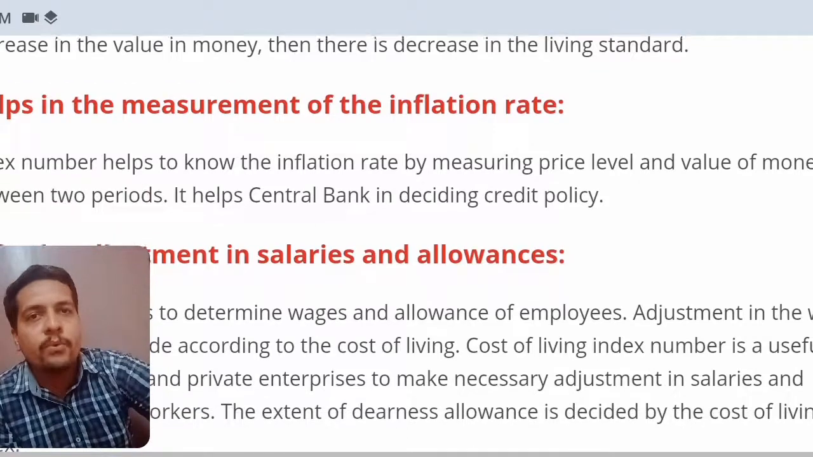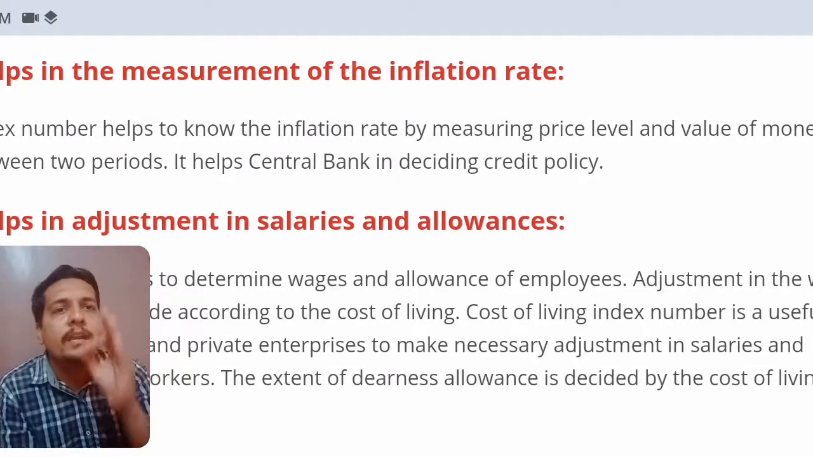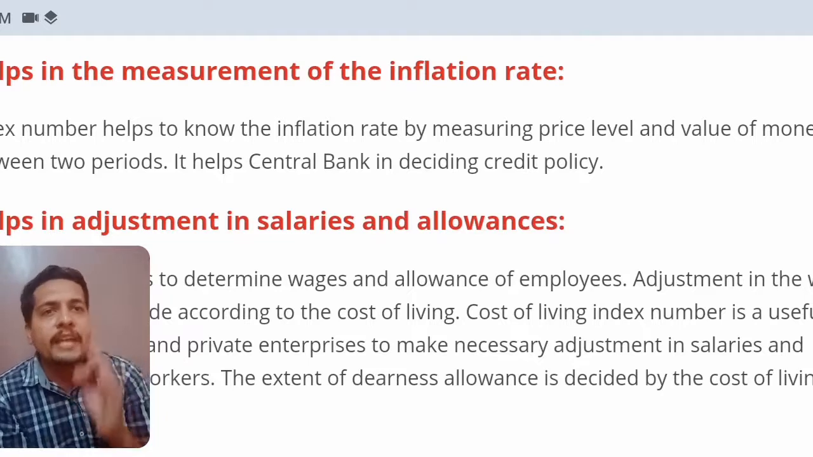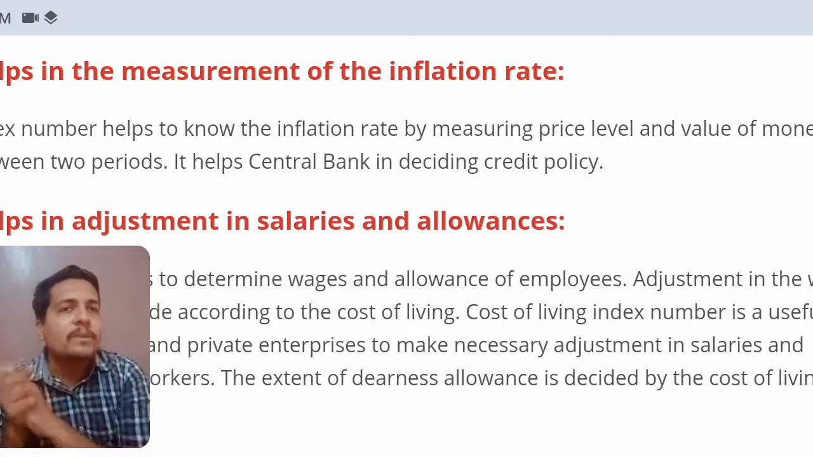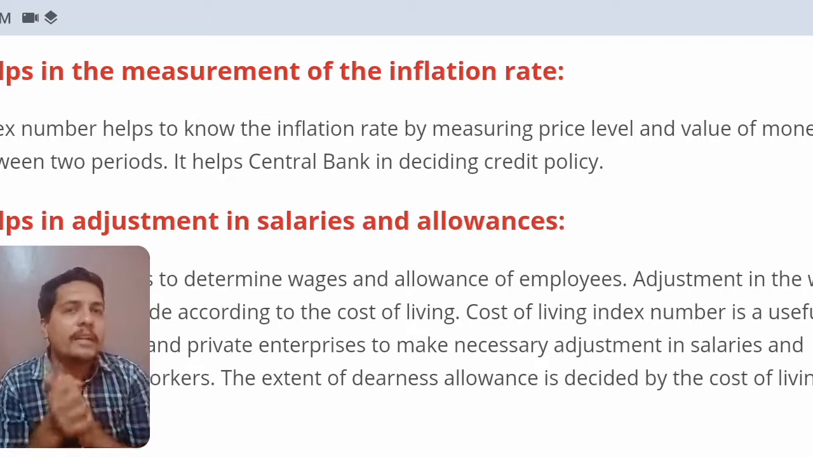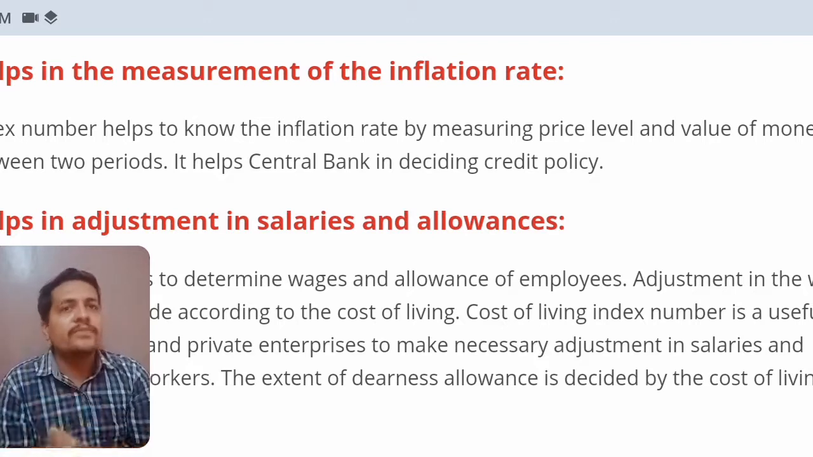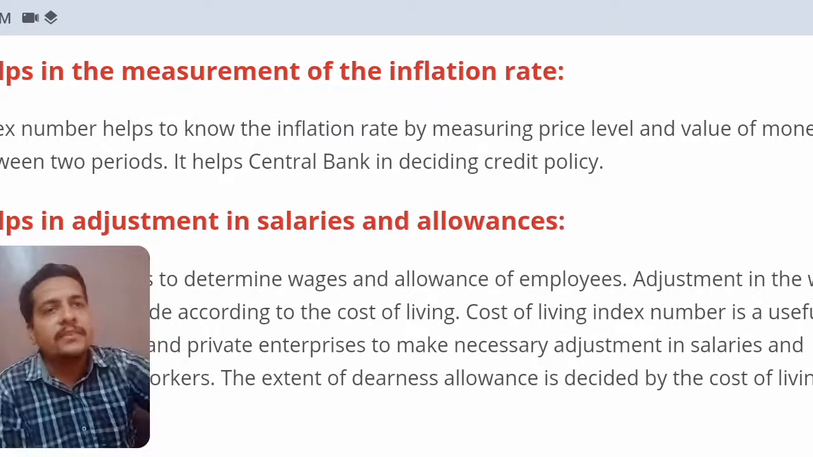After that, the fourth advantage is help in measurement of inflation rate. Index number helps to know the inflation rate by measuring price level and value of money between two periods. It helps the central bank in deciding credit policy. So inflation rates are mainly measured with the help of index number.